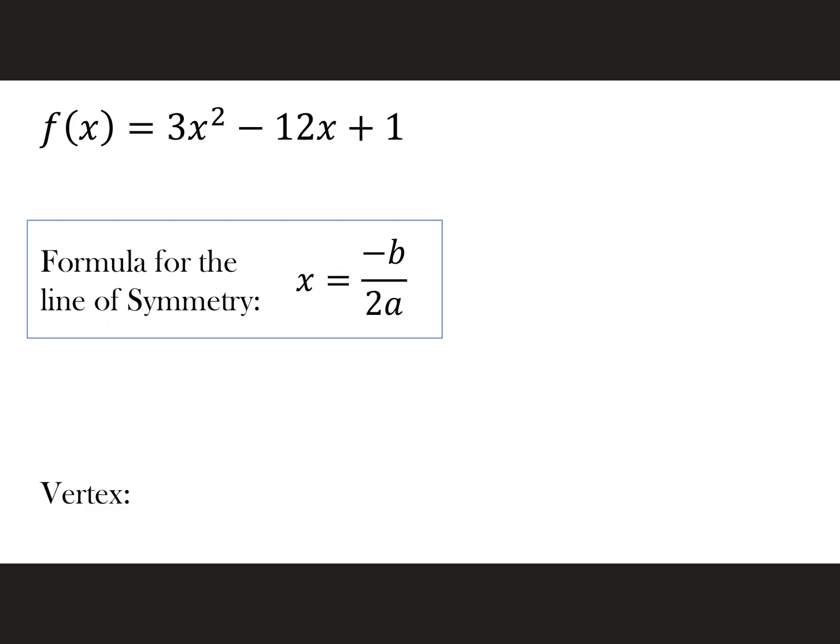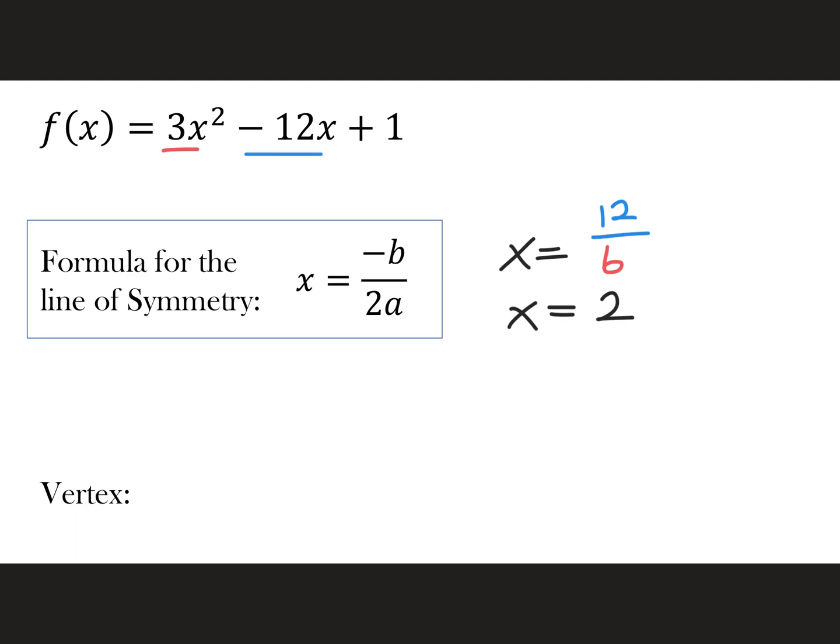Let's try a few of these out. So I am going to once again identify that my b value here is negative 12 and my a value is a 3. And so I have x equals my negative b, so the opposite of negative 12, which is positive 12, all over 2 times 3, which is 6. Did you see how I did that? 2 times 3 is 6. And so x is going to equal 2.